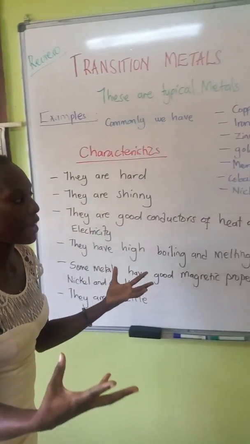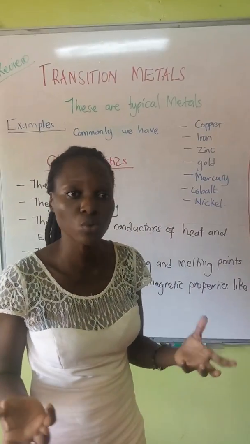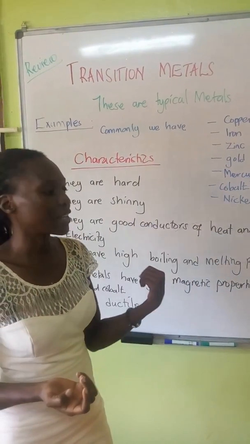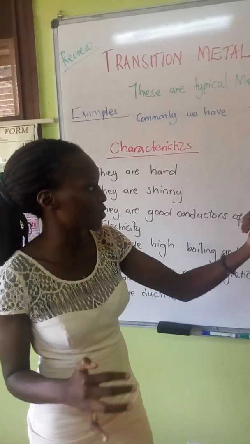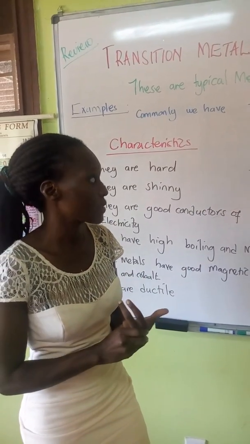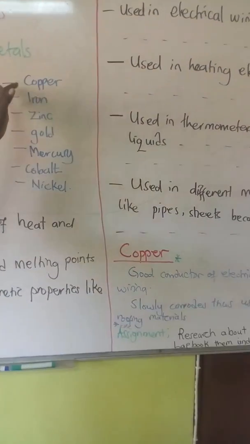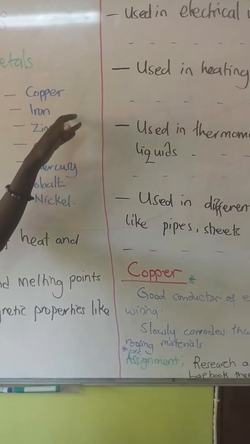And having looked at the uses, these are not the only uses. Of course, we have other uses which we will come across. And each use, if you take a look, you'll see that it has a property that accepts it to be used under transition metals. Now, if we take time and look at the three common ones, we are going to be looking at copper, iron, and zinc in detail.